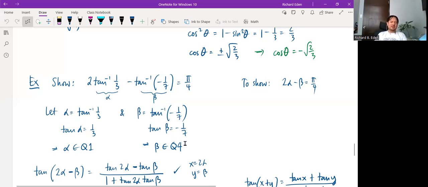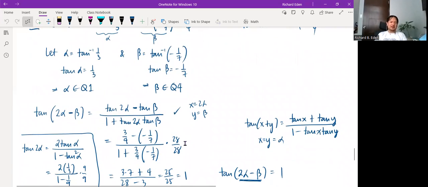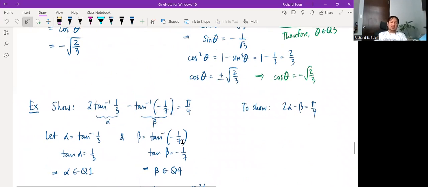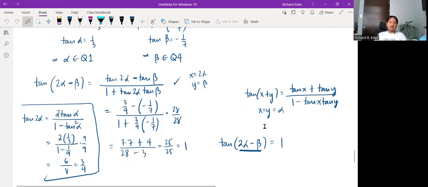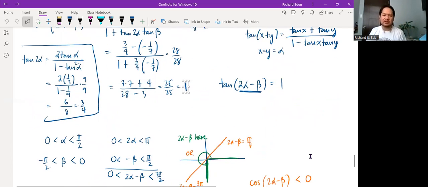Because there's lots of tangents here, what we decided to do was look into the tangent of 2 alpha minus beta. Okay. If 2 alpha minus beta is pi over 4, then its tangent should be equal to 1. And yes, we were indeed able to come up with 1 from the steps done last time. However, just because the tangent of 2 alpha minus beta is 1, that's not enough to conclude that 2 alpha minus beta is pi over 4. So, tignan natin ng anong mga candidates.